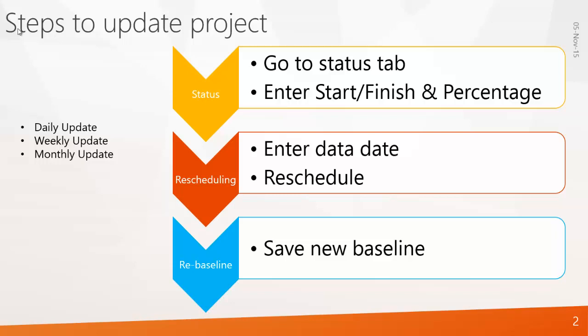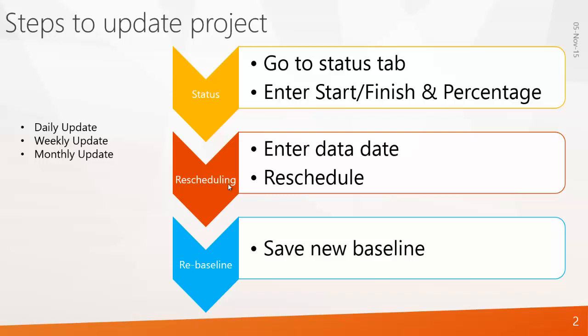When you update a project, let's say for example we'll take it as weekly updation. When you update your project every week, you have to take care of three things, that is status, rescheduling and rebaselining. Status means you have to select the activity and go to the status tab. Then you have to enter the start of that activity, finish of the activity if the activity has finished, and the percentage of complete. So that is what status means.